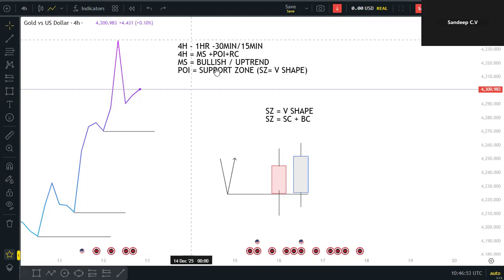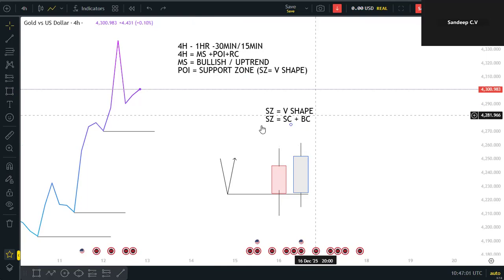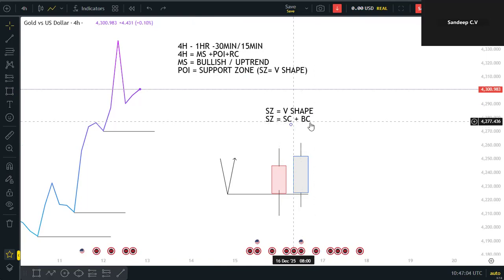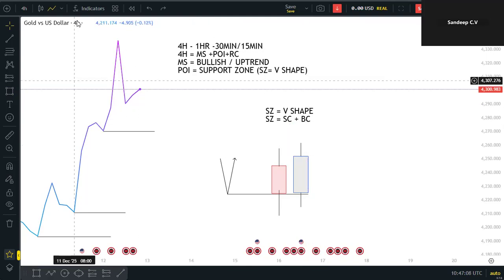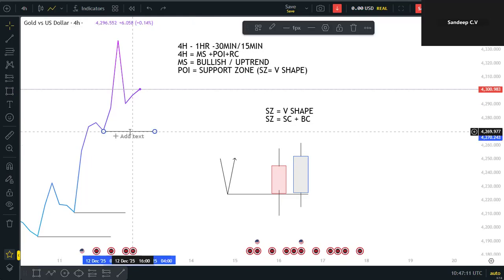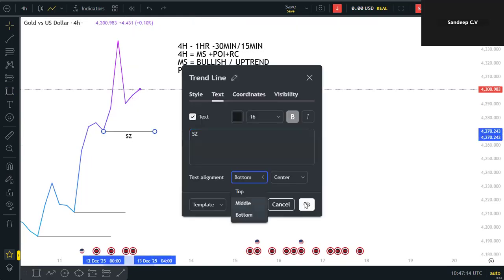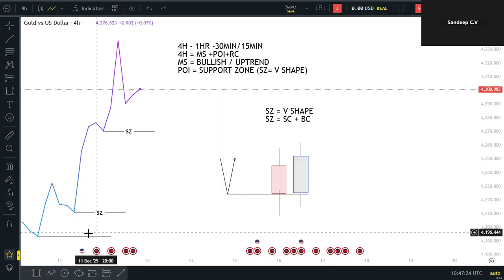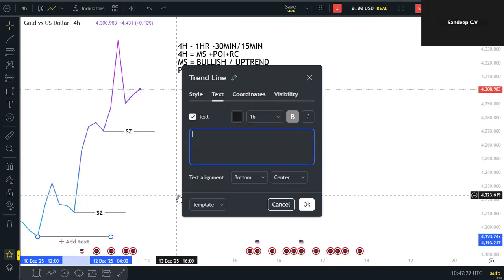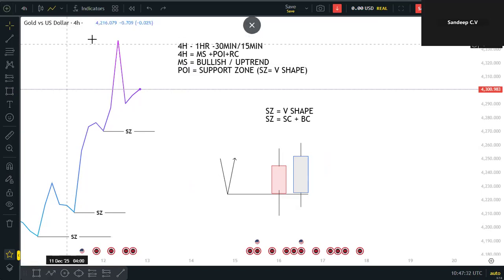So, for the sake of this class, let's come back. We said our support zone is made up of the V shape on the line chart, while on the candlestick pattern it is made up of a sell candle plus a buy candle. We're going to be making a confirmation here. Remember, this is still the 4 hour time frame. We have not switched down. This is our support zone over here, another support zone over here, and another support zone over here. Let's quickly switch back to the candlestick pattern and confirm our zones.